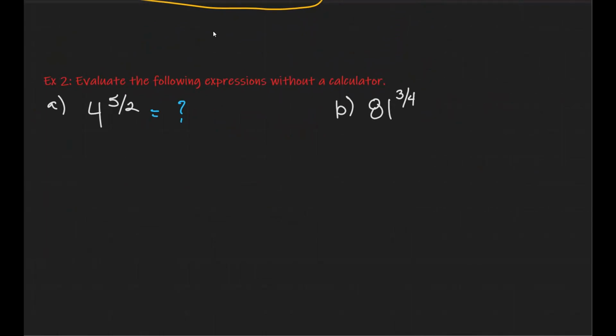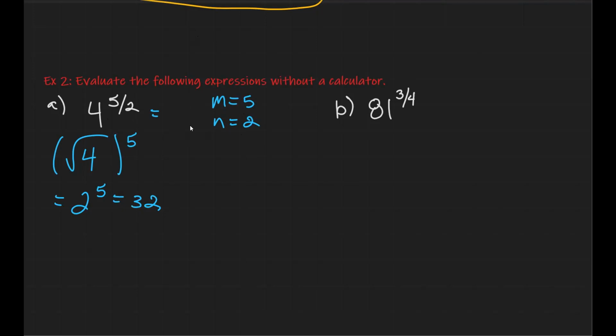Well, if I rewrite using what we learned up here, this is going to be the square root of 4, because my m is 5 and my n is 2. It's going to be the square root, right? You wouldn't say the 2th root. You would say the square root of 4 raised to the 5th power. So what does that equal? The square root of 4 is 2. 2 to the 5th power is 32. So this is equal to 32.